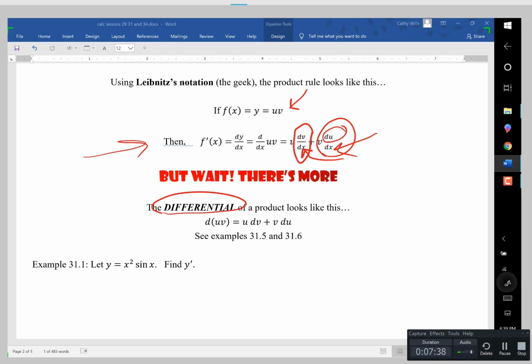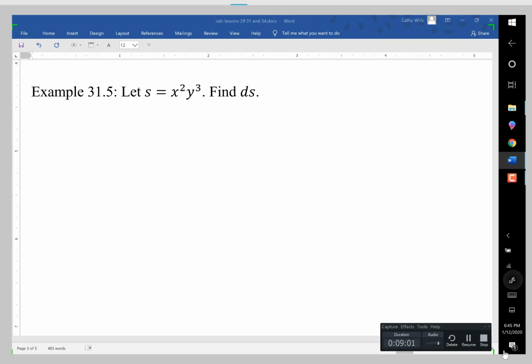All right, so this is where things get a little bit tricky with all the letters. That's where you're getting a little bit confused. Okay, so here's when it gets tricky. You're trying to find the differential of this s. s is made up of two functions multiplied together. x squared is one of the functions. The other function is y cubed.